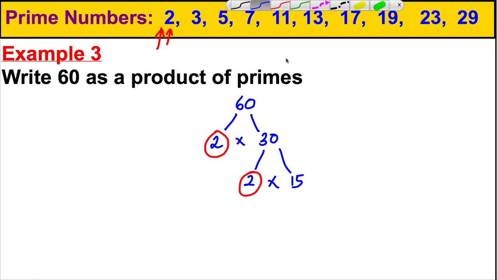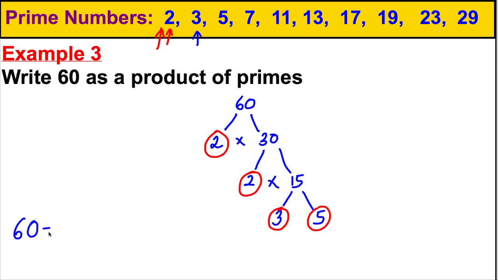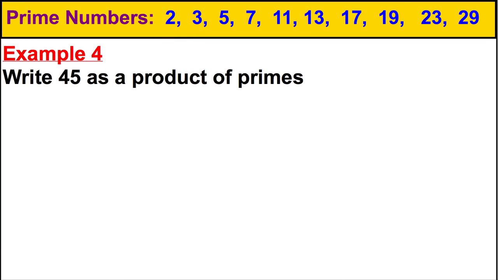Now 15, is it prime? It's not on your prime list. Does 2 go into it? No. So you go to the next prime, which is 3. Does 3 go into it? Yes, 5 times, and 5 is also a prime. So you can circle these here. So therefore, you have that 60 is equal to 2 multiplied by 2 multiplied by 3 multiplied by 5, and you're done.